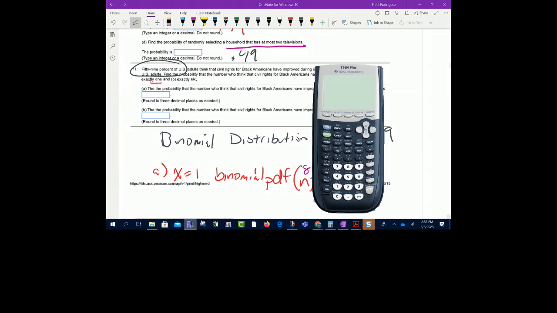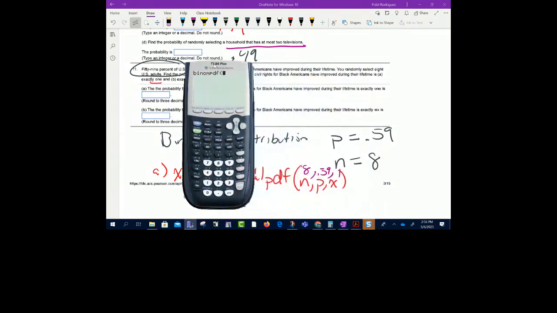So I'm going to grab my calculator again. Let me turn this guy on. Let me clear it out. We're going to go second vars. We're going to scroll down until we find it. In my case, it's number 10 on mine. Binomial PDF, right? Remember we have N, P, and X. So N is 8, comma, my P is 0.59, comma, and my X is 1, right? And we're going to hit enter.